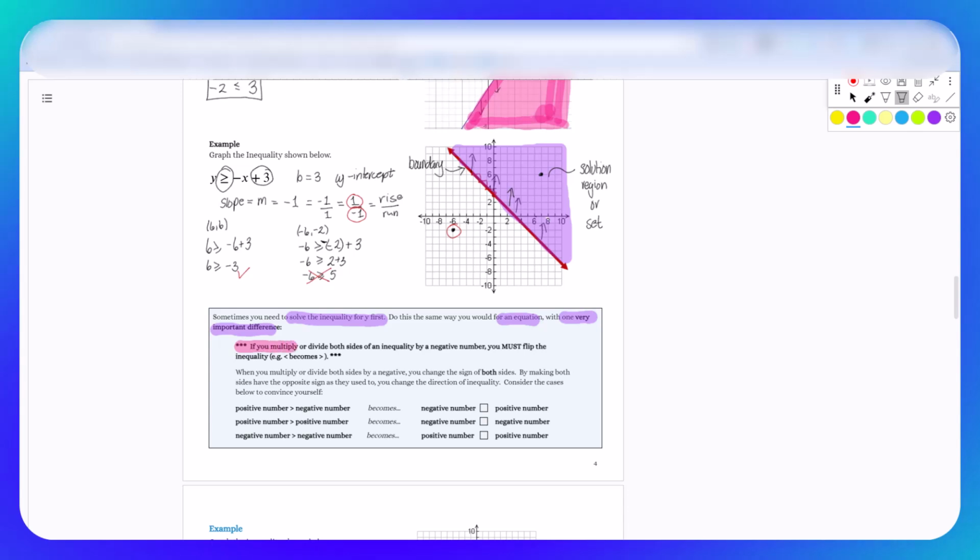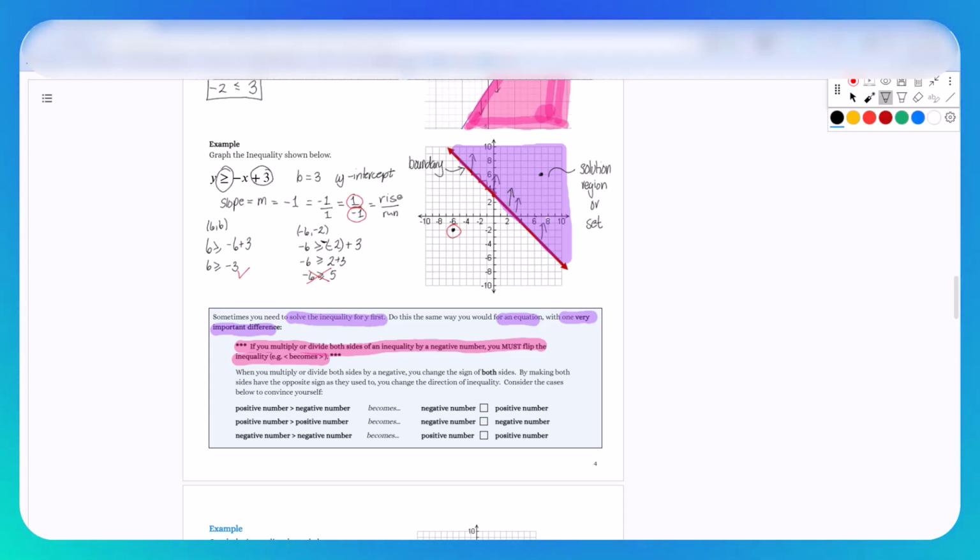If you multiply or divide both sides of an inequality by a negative number, you must flip the inequality, or flip the sign. In other words, if it's less than, it becomes greater than, or if it's greater than, it becomes less than. So when you multiply or divide both sides by a negative, you change the direction of the inequality. So let's consider these cases here.